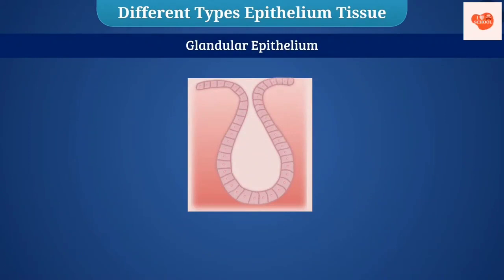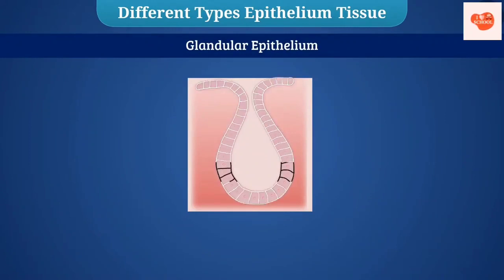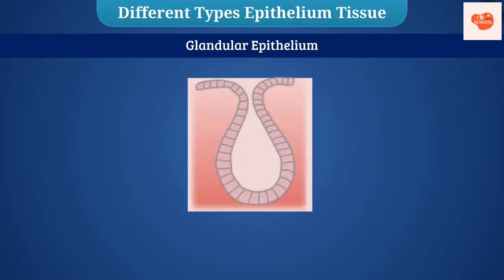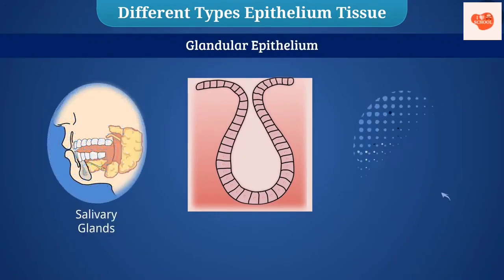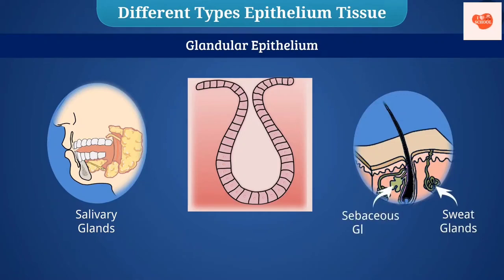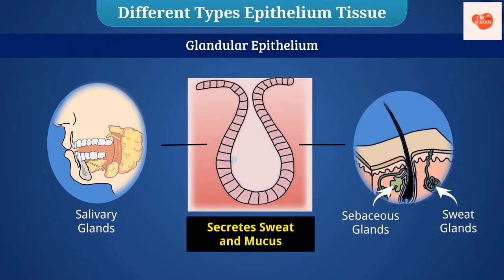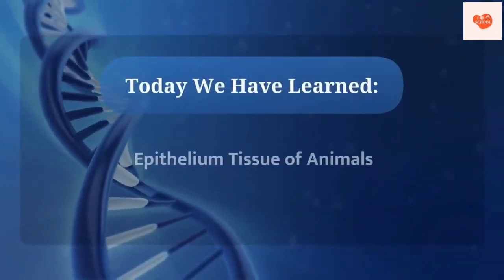Sometimes a portion of epithelium tissue folds inward where some epithelial cells acquire additional specialization as gland cells and form a multicellular gland, which is called glandular epithelium. Salivary glands, sweat glands, and sebaceous glands are examples of glandular epithelium. This epithelium secretes sweat and mucus. Today we have learned about epithelium tissue of animals.